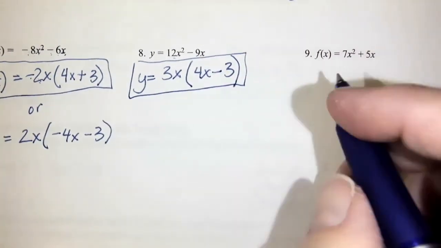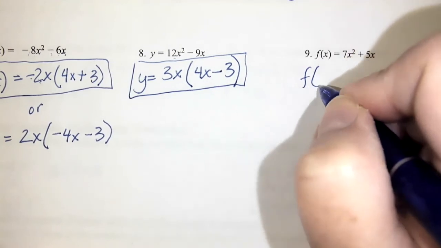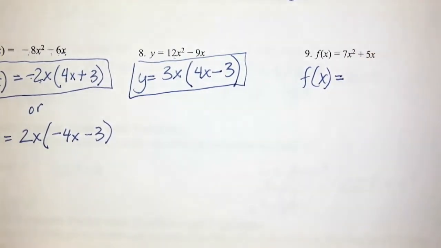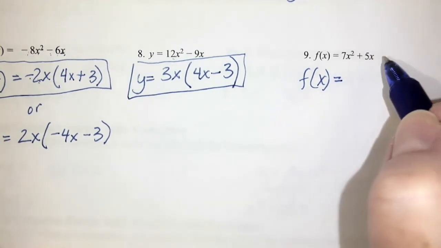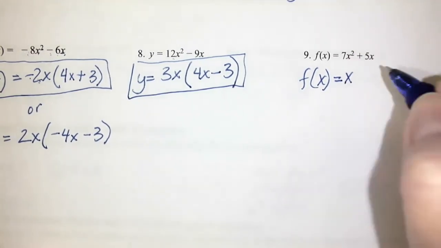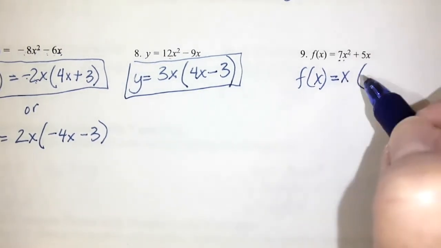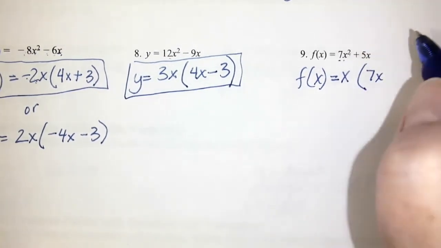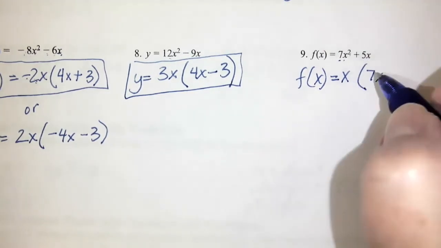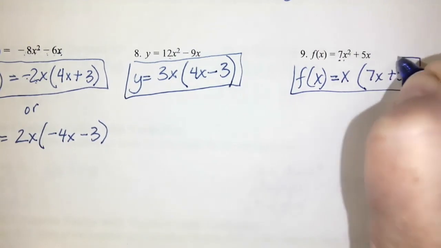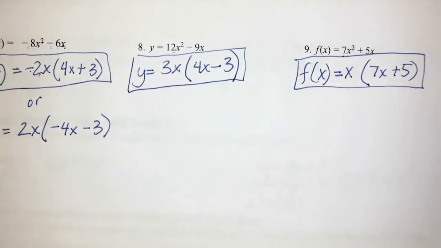Then we look at number 9, f of x. 7 and 5 don't have any common factors, so the GCF is 1 there. X squared and x just have an x in common, so we're just dividing out an x. So 7x squared divided by x is 7x. And plus 5x divided by x is 5. So 7x plus 5. All right, so that is how we can factor out a greatest common factor from quadratics.